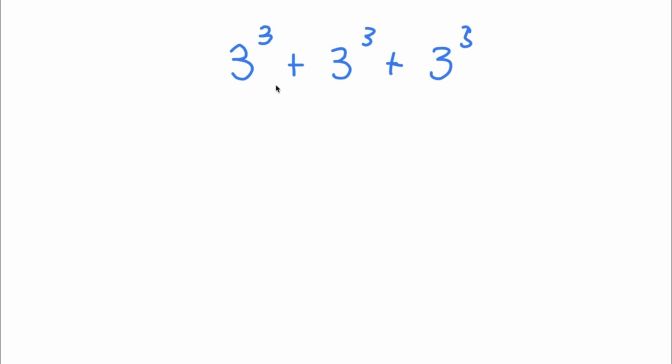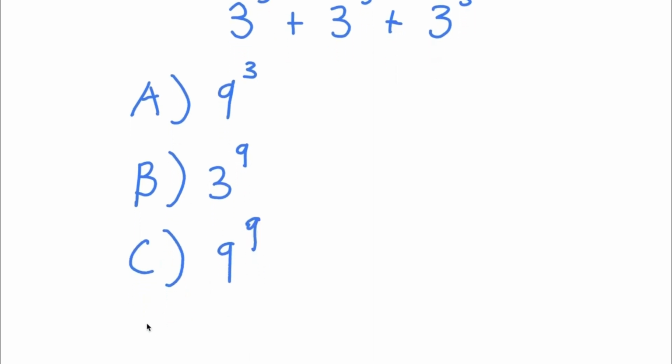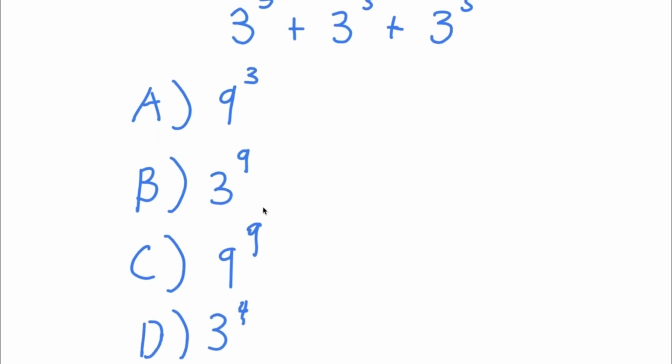Alright, so in this problem, I have 3 to the power of 3 plus 3 to the power of 3 plus 3 to the power of 3. And I actually have 4 answer choices for this problem. So for answer choice A, I have 9 to the power of 3. For answer choice B, I have 3 to the power of 9. For answer choice C, I have 9 to the power of 9. And for answer choice D, I have 3 to the power of 4. So I want to figure out which one of these answer choices is right.